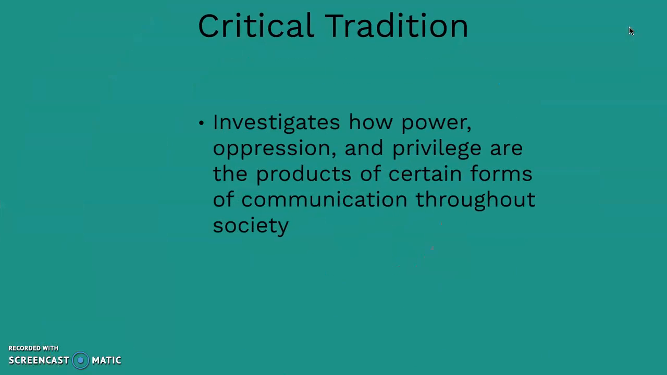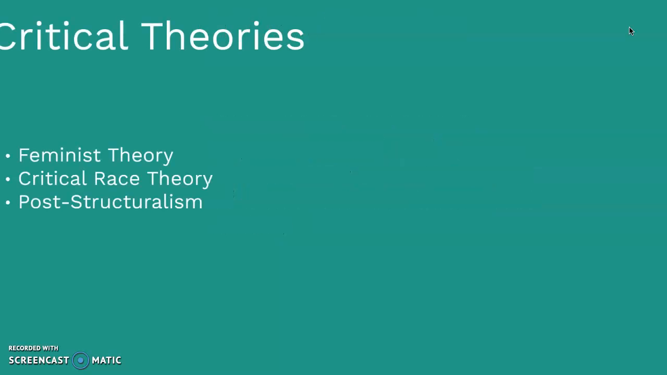Okay, and then lastly, the critical tradition. This tradition is against abuse of power and domination and for equality, democracy, and greater participation of historically marginalized groups. So it basically investigates how power, oppression, and privilege are the products of certain forms of communication throughout society. One of the theories from this tradition is the feminist theory, which seeks social, political, and economic equality for women within existing power structures. The critical race theory also belongs in this tradition because it deals with inequality in regards to race. And then post-structuralism is concerned with issues of power in language.